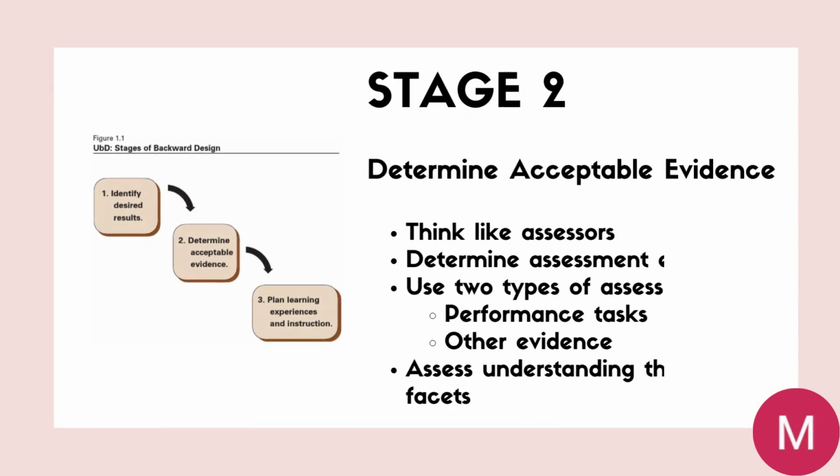In stage two of backward design, we think like assessors. Before planning lessons, make sure that the assessment aligns with the desired results that we found in stage one. We need to determine the assessment evidence needed in order to validate that the target learning has been achieved. And through this, you can use different kinds of assessment.